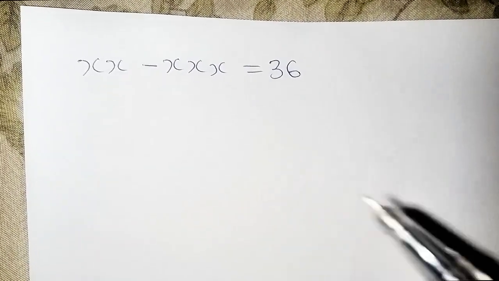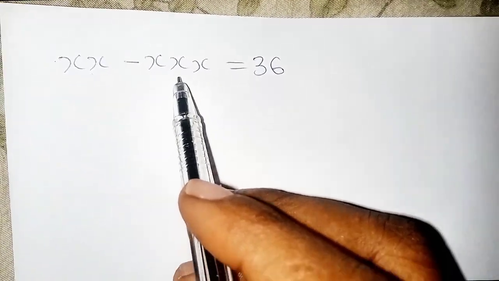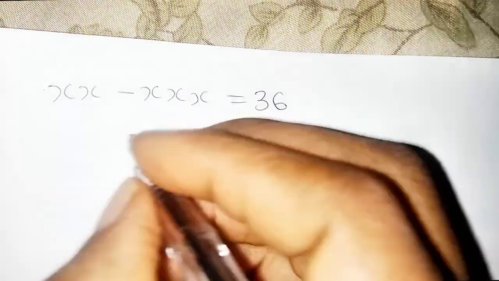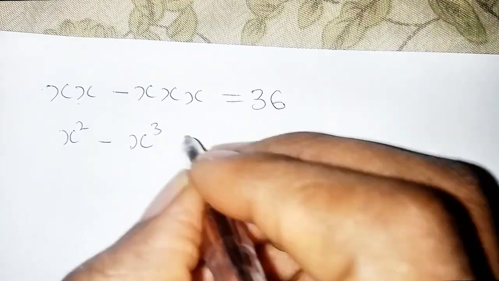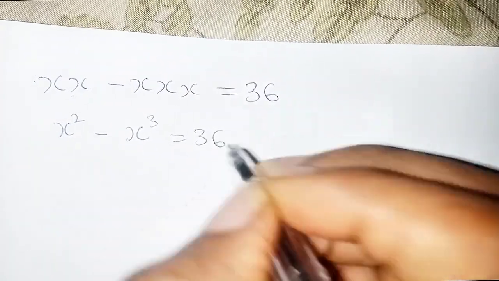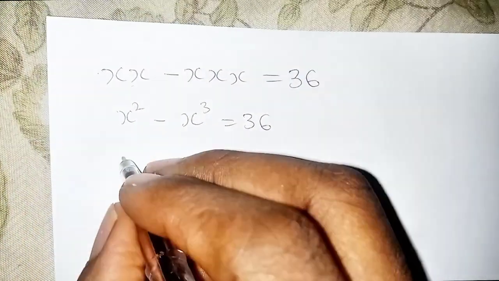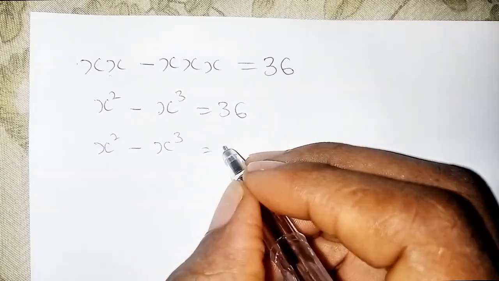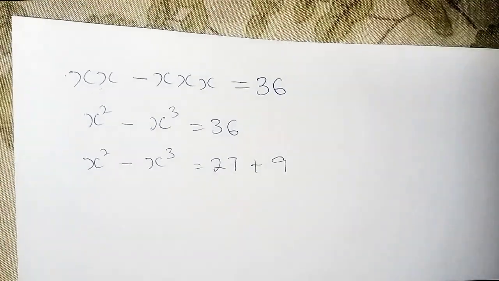Hello, so today we'll be looking at x cubed minus x squared equals 36. This will be written in this way so we don't get confused. Then looking at this 36, we could write it this way as 27 plus 9.